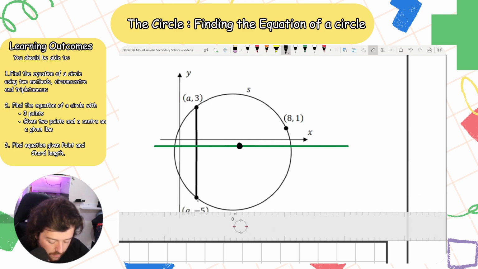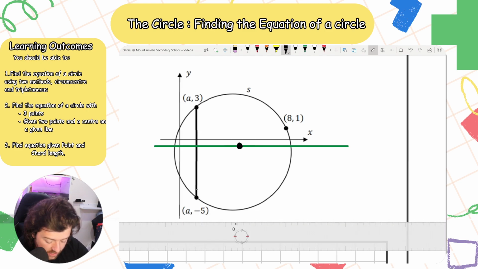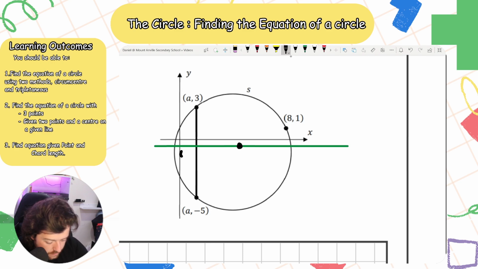So I'm going from -5 up to 3, sorry. This chord has a length of 8, right? So therefore, the midpoint of this chord would be a, then 3 minus 5 divided by 2 is -1. So this point is (a, -1).